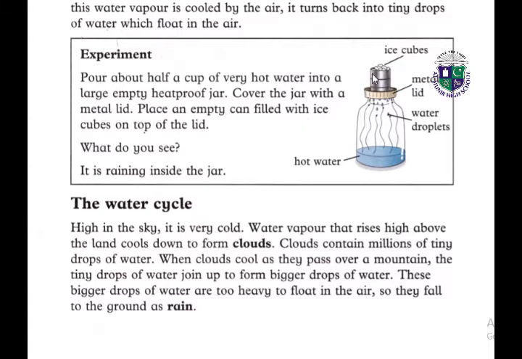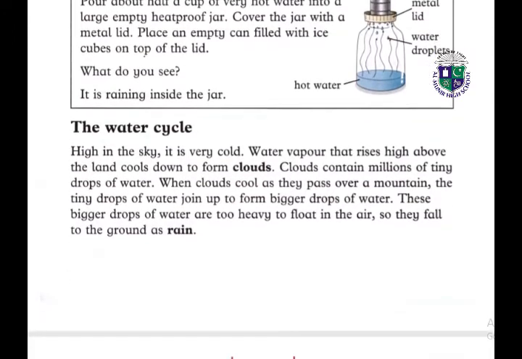Here we have the ice cubes and the can. Here we have the heat-proof jar. We have the hot water. What do you see? It is raining inside the jar. So look here, we have the water droplets. So it shows that water converts from one form to another form.